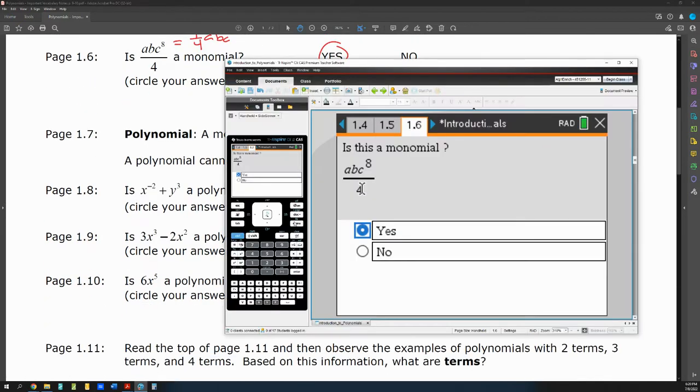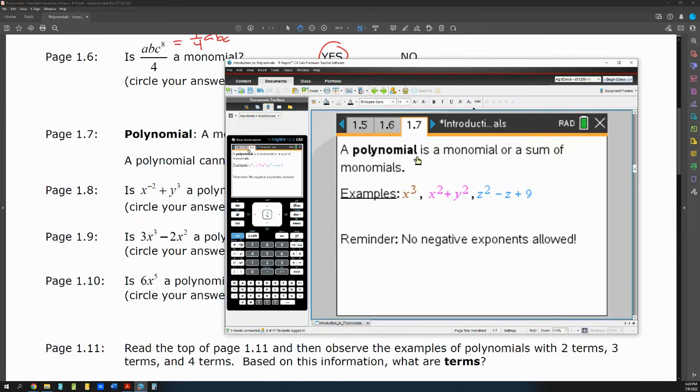Next page, a polynomial. Notice it's the same word, but with a different prefix. A polynomial has many terms. It's a monomial or a sum of monomials, so it can be one or more terms. So here we have x to the third, x squared plus y squared, z squared minus z plus 9. Notice it's a sum of monomials, so it can have many terms. And again, it can only have whole number exponents. So no negative exponents, 0 or positive counting number exponents only.